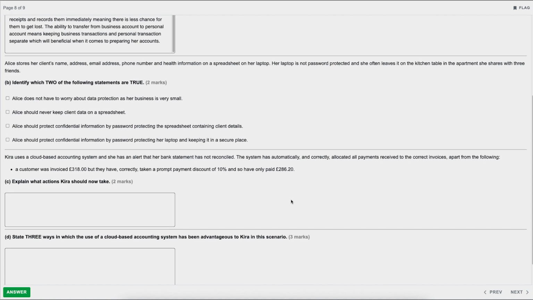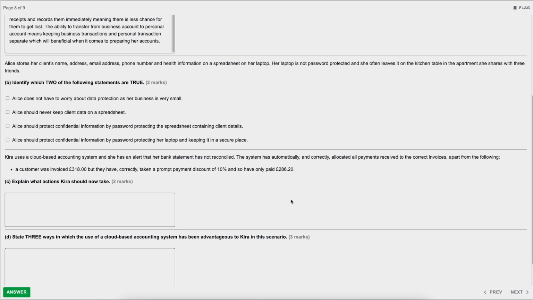Alice does not have to worry about data protection as her business is very small. That would absolutely not be true. There's no limit on size of business for data protection. So that one would be false, so we can ignore that one. The next one, Alice should never keep client data on a spreadsheet. Again, no issues with that. She's more than welcome to keep it on a spreadsheet. A lot of people do. It just needs to be kept securely.